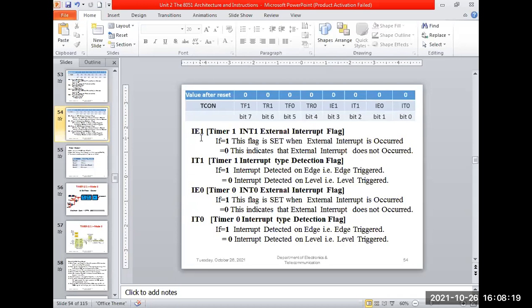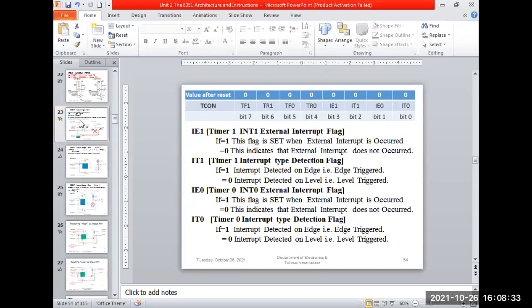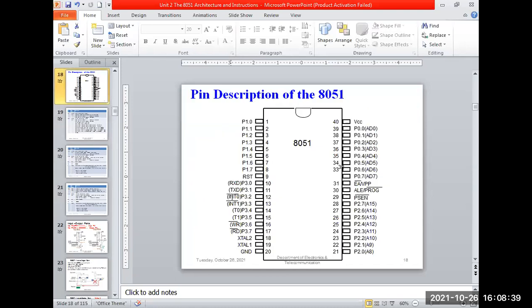Similarly, IE1 is for the external interrupt INT1, and the values are the same. If it is 1, it is enabled; if it is 0, disabled. If you see the interrupt diagram, we have seen there are 5 interrupts in the 8051. If you observe port 3, the multifunction pins are written: T0, T1, INT0, INT1.